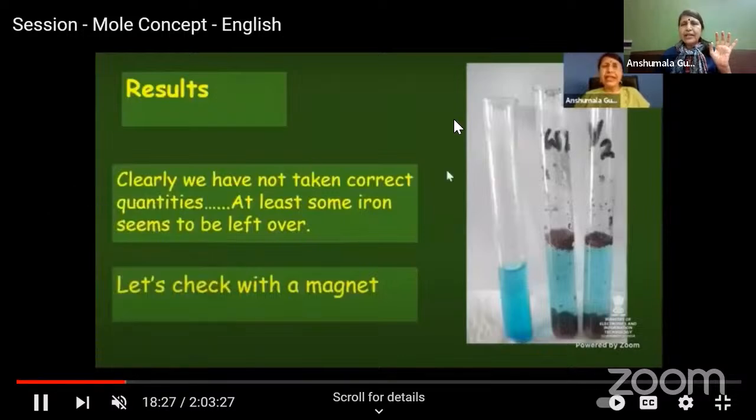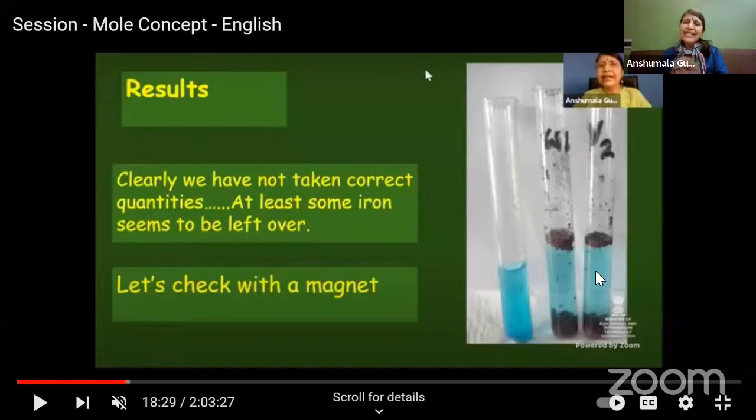So results are here on the screen. You see, we have deliberately chosen this experiment. It's very, very nice because here the reactant has a very bright blue color, but the product has a greenish color. Firstly, the ferrous sulfate is greenish in color. So from the color change, you can assess how much it has changed. Two, iron powder is black, whereas copper powder is brown. So you can even judge from the color of the products.